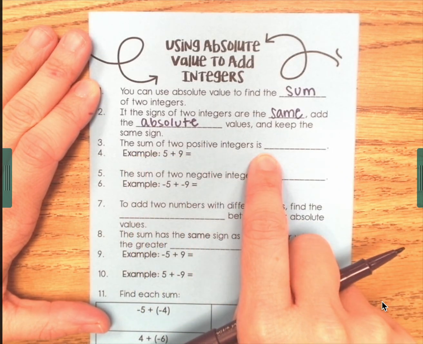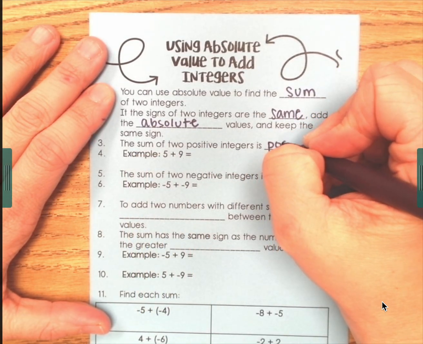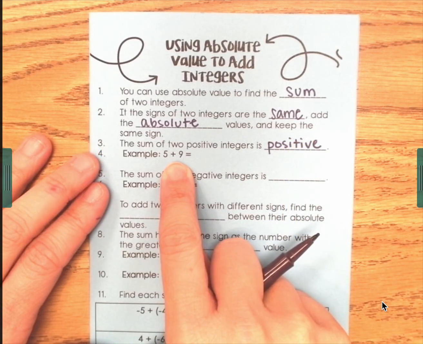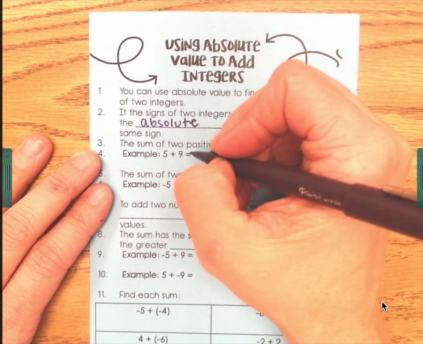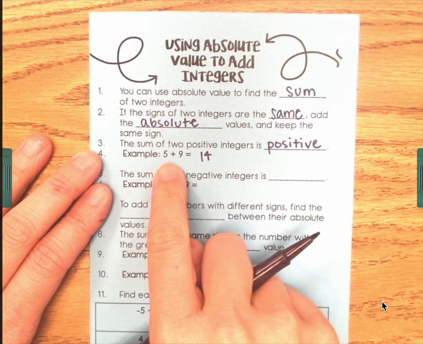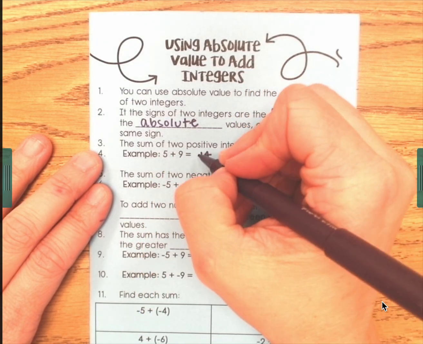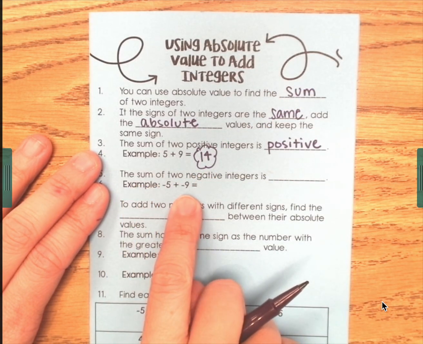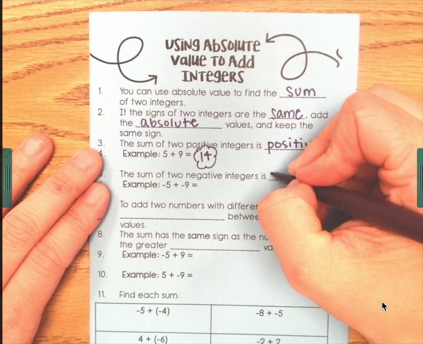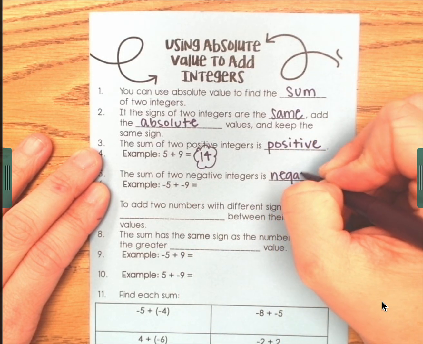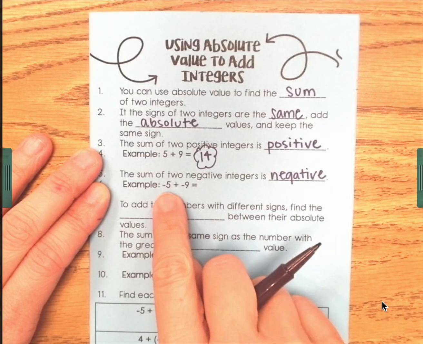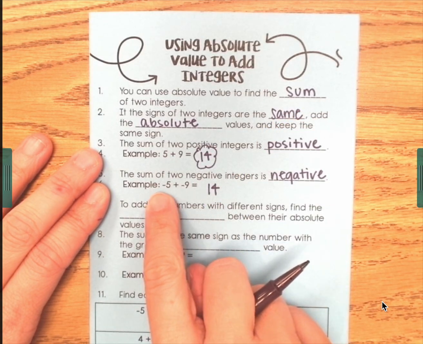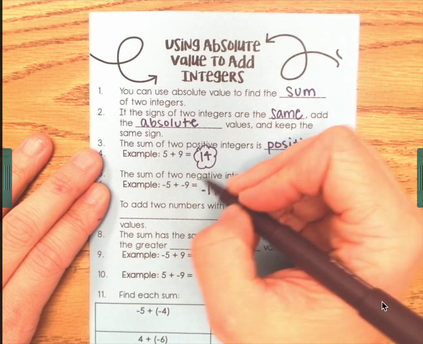The sum of two positive integers is positive. Okay, so this is just like math that you've always done. So 5 plus 9, we're just going to add them. 5 plus 9 is 14. Because they were both positive numbers, my answer is positive. Just like that. Now, if we have two negative numbers, the sum of two negative integers is going to be negative. So again, 5 plus 9 is still 14, but because they were both negative, that means my answer is also going to be negative.